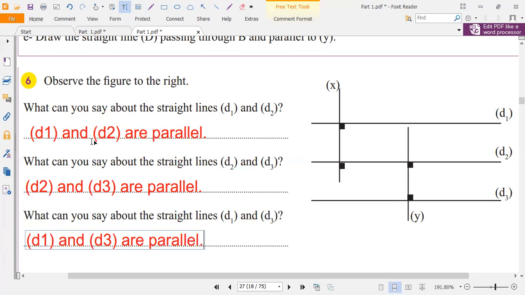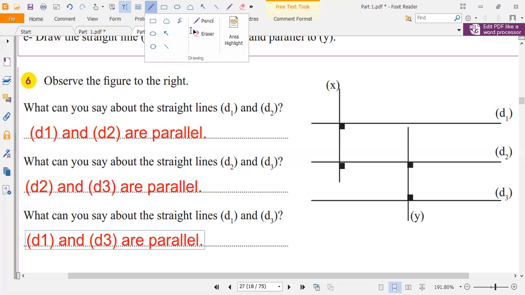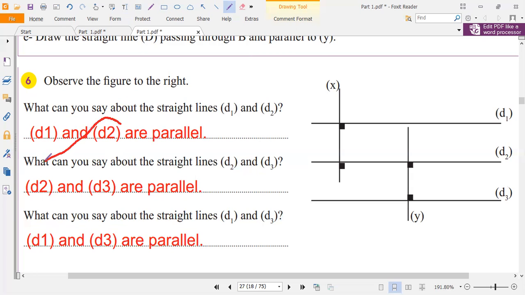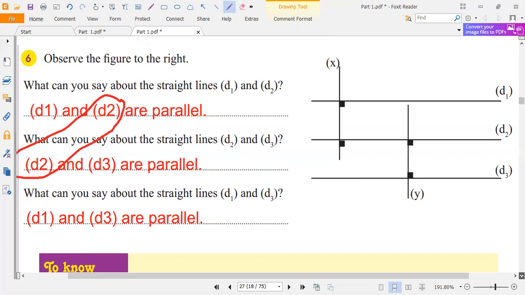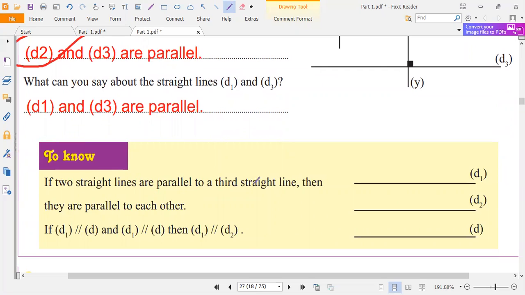So here we have a new rule. Look, D1 is parallel to D2 and D3 is also parallel to D2. So D1 and D3 are both parallel to D2, so they are parallel to each other. So here we have a new rule: if two straight lines are parallel to a third straight line, then they are parallel to each other. Let's see how to write it. As symbol, D1 is parallel to D2, and D3 is also parallel to D2, so D1 is parallel to D3.